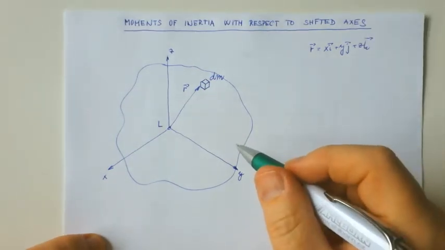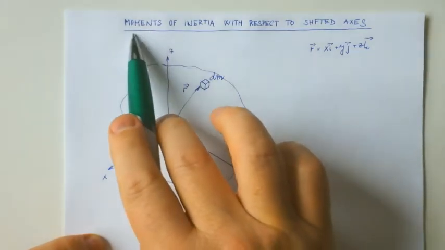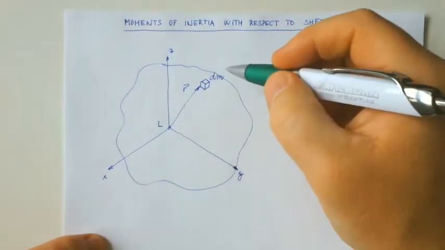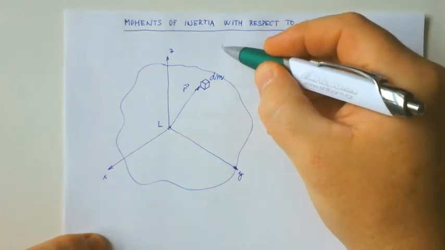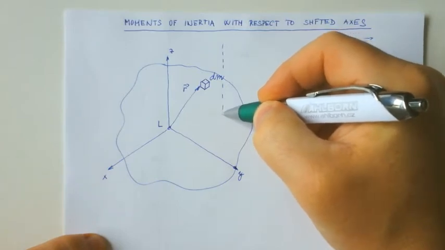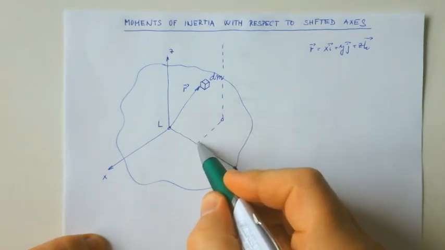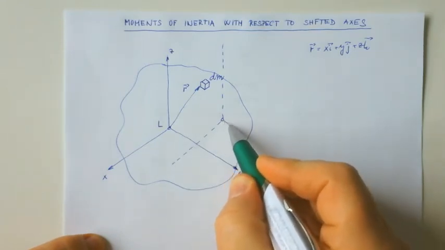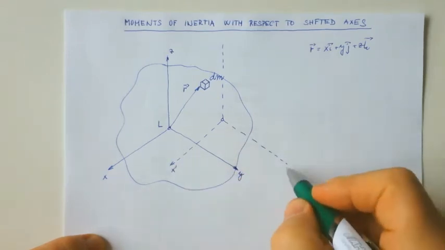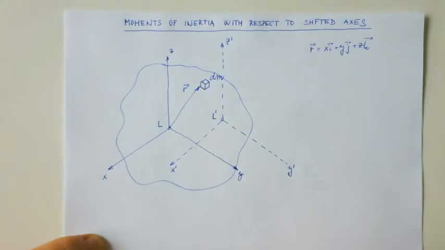But sometimes we need to recalculate the matrix of inertia or moments of inertia with respect to a different coordinate system. So now we will derive the equations for how to do it. Okay, I'm drawing a new coordinate system by dash line, so it is x with stripe, y with stripe, z with stripe, and the new origin is L with stripe.